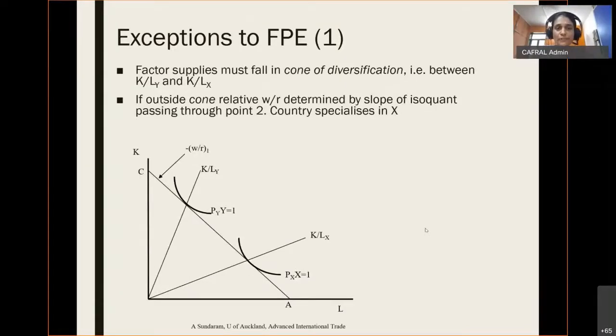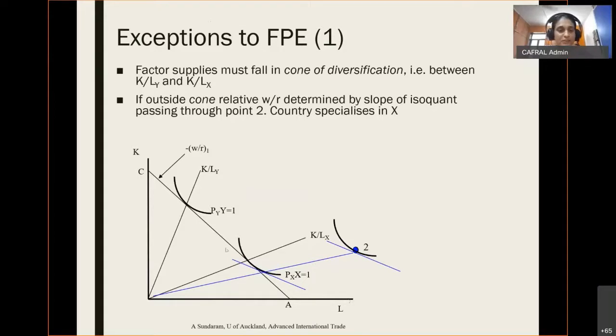Now, there are going to be two exceptions to the FPE. The first is that countries must fall within this cone of diversification. If they drop outside the cone of diversification, like country number 2, so think about an extremely labor-intensive, abundant country like Indonesia or something, or even India. If it's very labor-abundant outside the cone of diversification, then this argument does not hold, because then the country is going to specialize in producing the labor-intensive product.